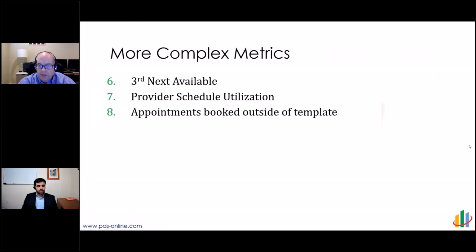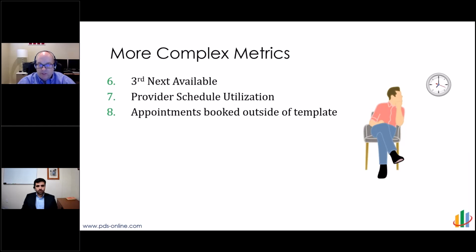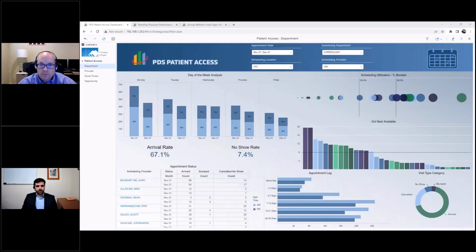So some of the metrics that may be a little bit more difficult to get to but can be very useful are things like third next available, scheduling utilization, appointments booked outside of the template. These are ones that usually require a little bit of logic to get to, or the system has to create a standard report. Yeah, so why don't we look at another example here of another visualization that has some of these more in-depth metrics, right?